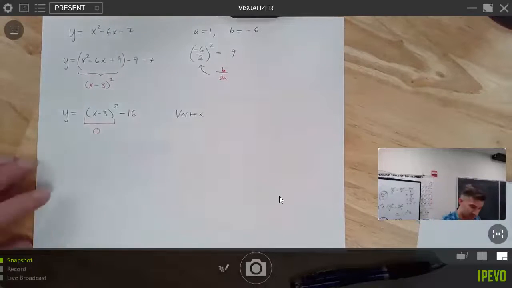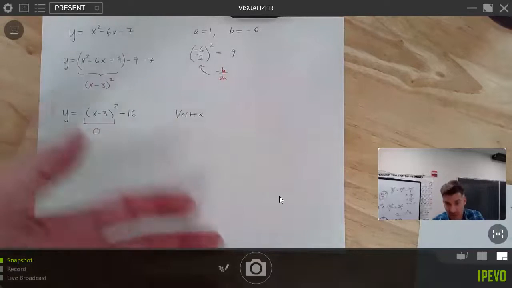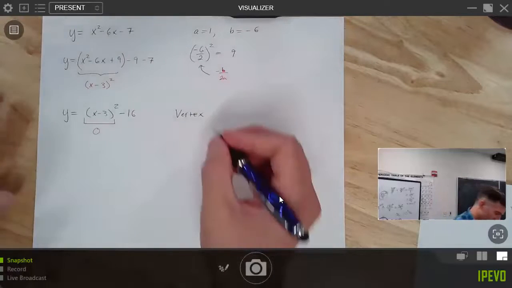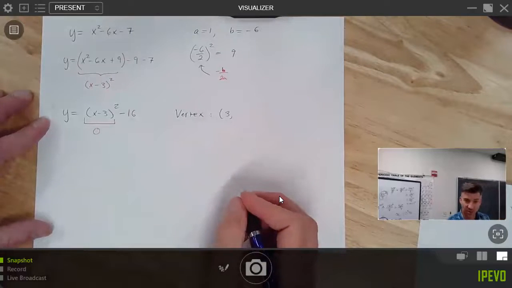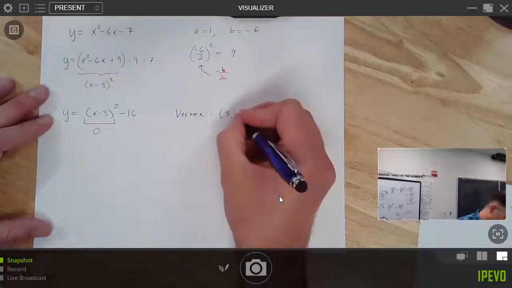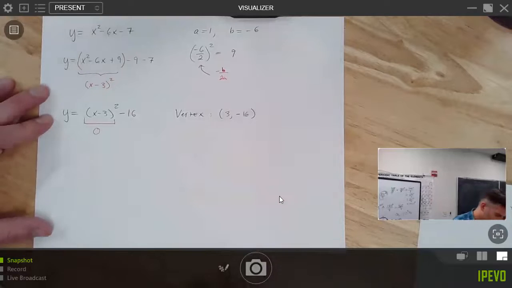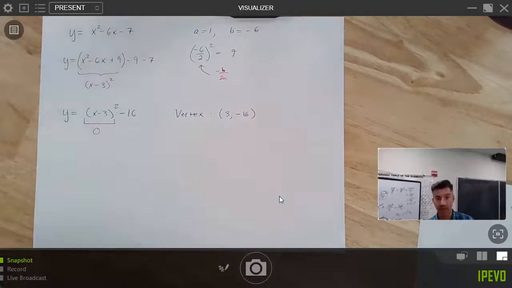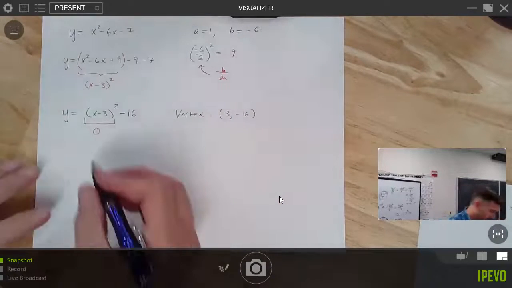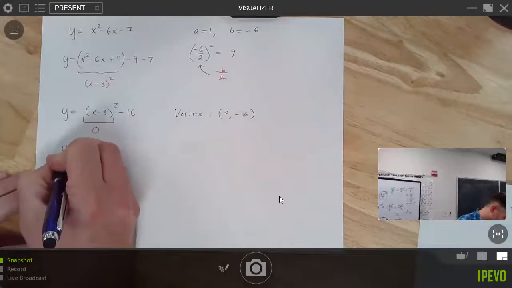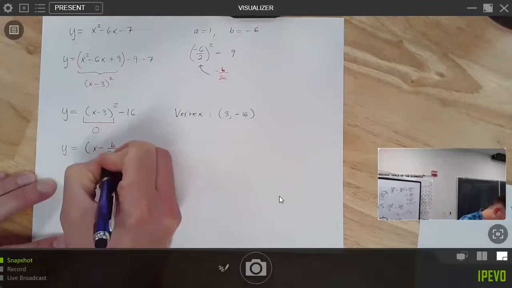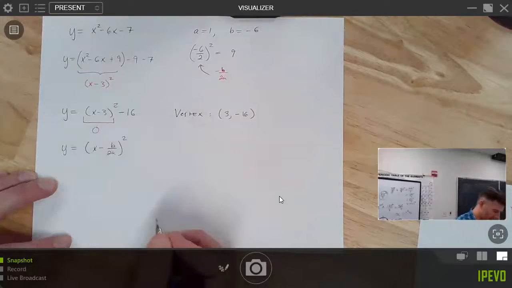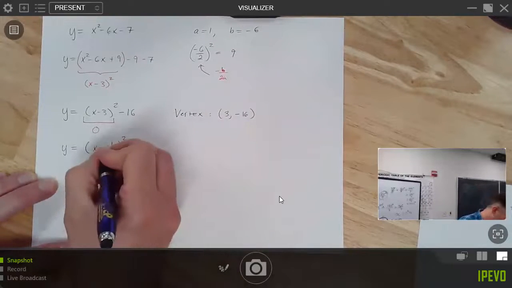So your vertex is exactly the same as it was before. Nothing changed. We just looked at it differently. The vertex is exactly the value of x that makes the whole thing as small as possible, and the corresponding value of y. What I want to emphasize here is that this is exactly x equals negative b over 2a.